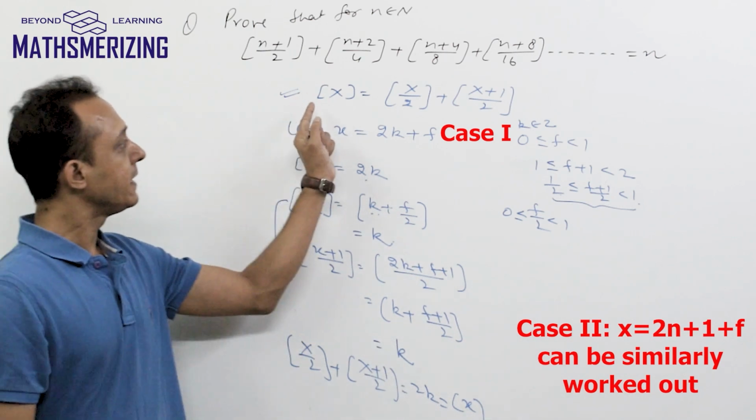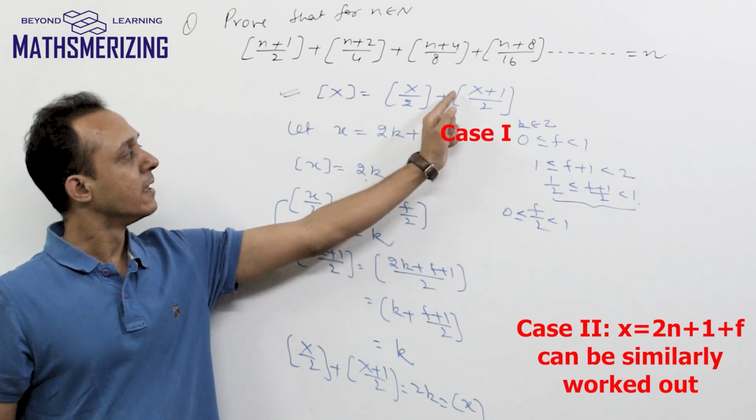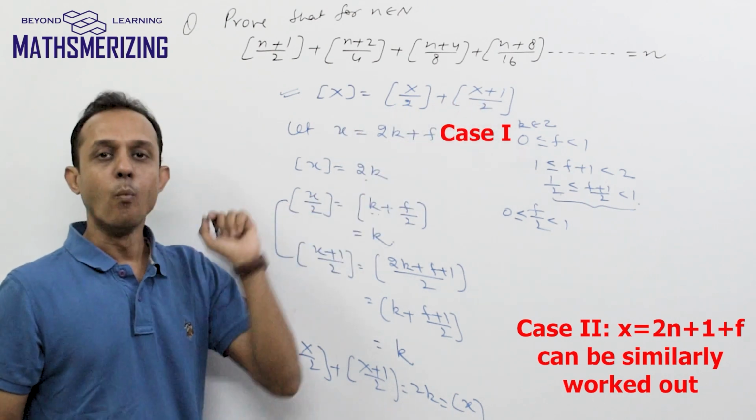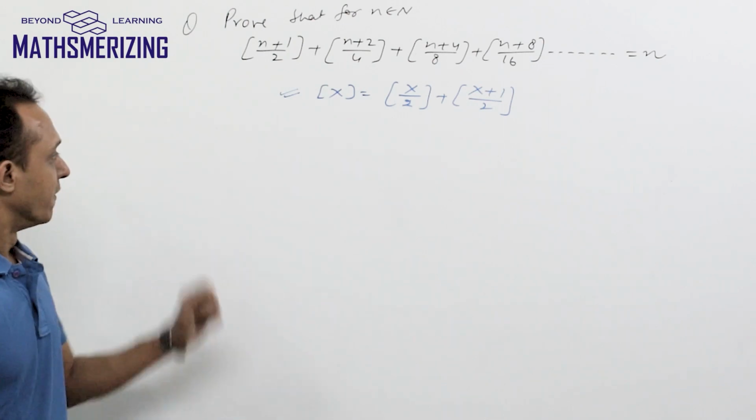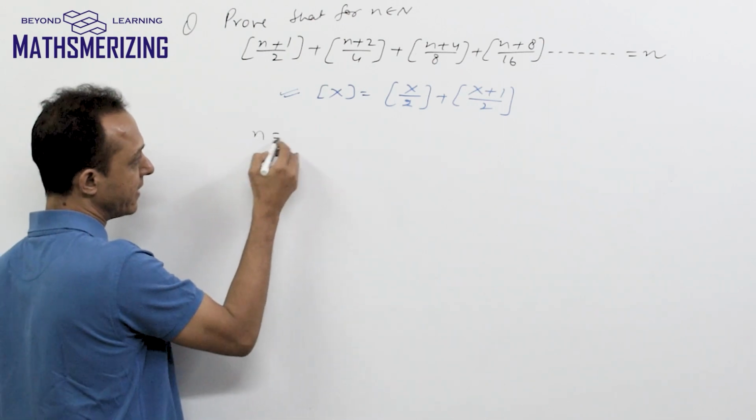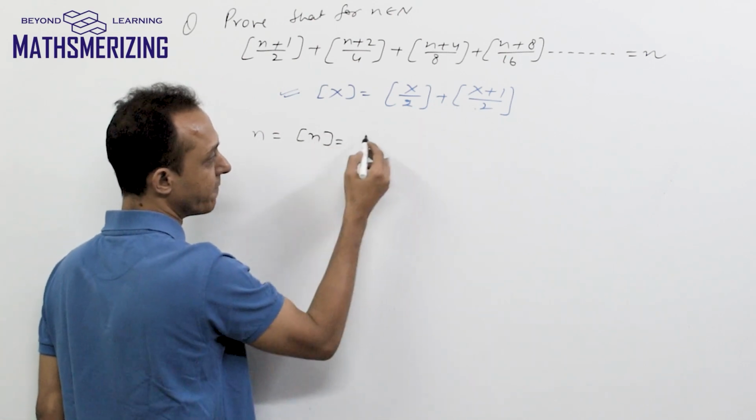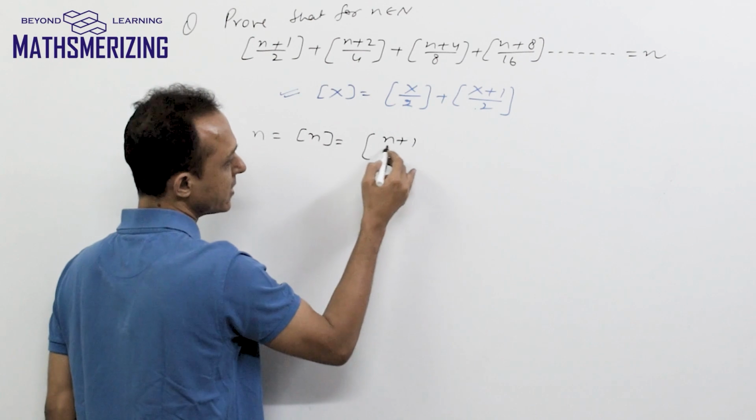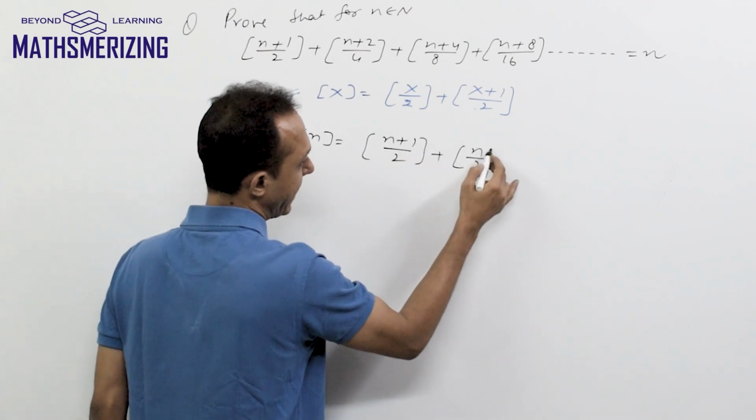So I know that for the greatest integer function of x, I can write it as the greatest integer function of x by 2 plus the greatest integer function of x plus 1 by 2. Now we'll come back to our question. For any natural number n, I can write it as the greatest integer function of n, and using this property, I'll write this one first. So I'll write n plus 1 by 2 and plus n by 2.